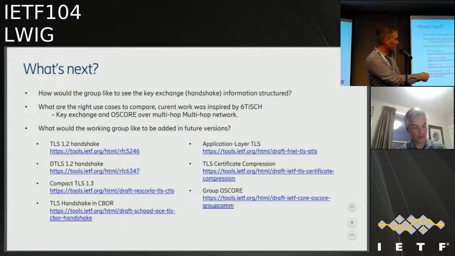The second thing is application layer TLS, if there's something that should be added. TLS certificate compression is something that is done and could be added. I would suggest to not go into certificates. That's a whole new thing, unless the working group very strongly believes that it should compare sizes of certificates also. And the last thing that makes sense to add is group OSCORE. I actually already added an empty section for that, and that's planned for the next version.